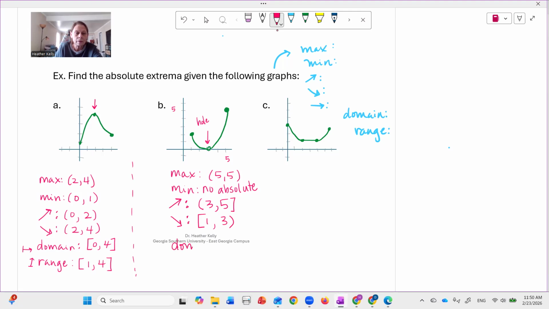The domain, smallest x to largest x, is going to be 1 to 5. And the range, smallest y to biggest y, is going to be open parenthesis 0 to 5. All right. Let's have you do this one. Yes, there will be a constant part, but you do this one.